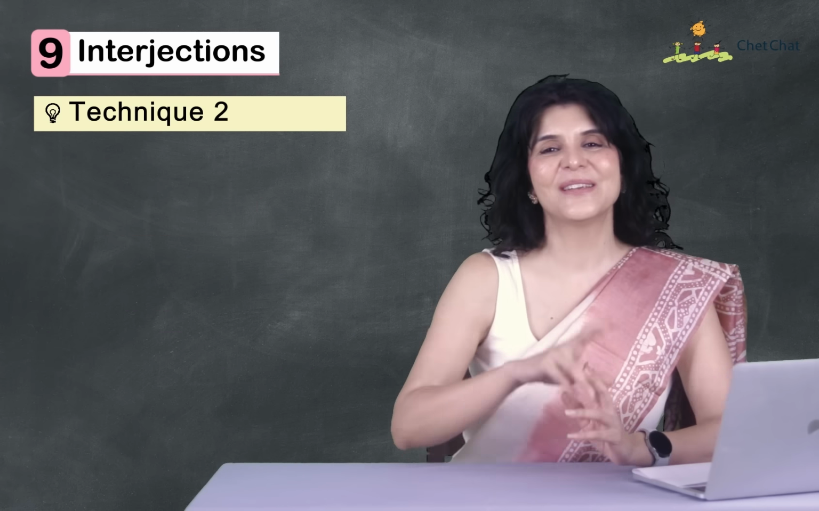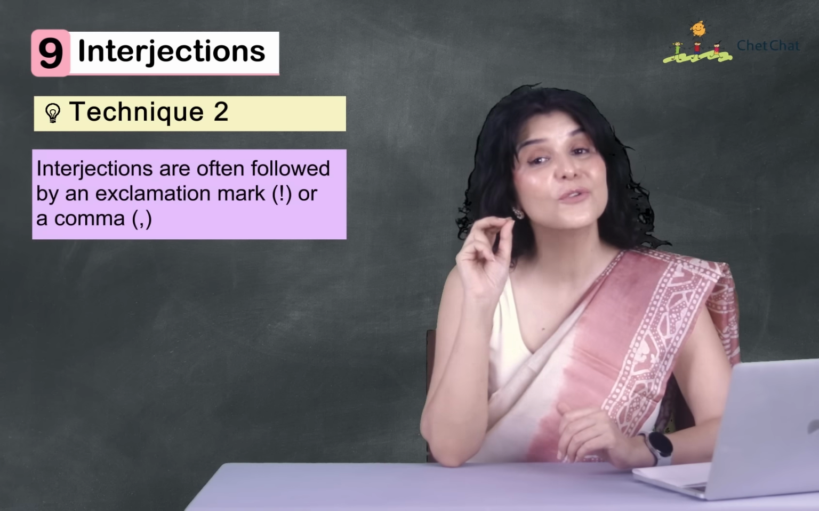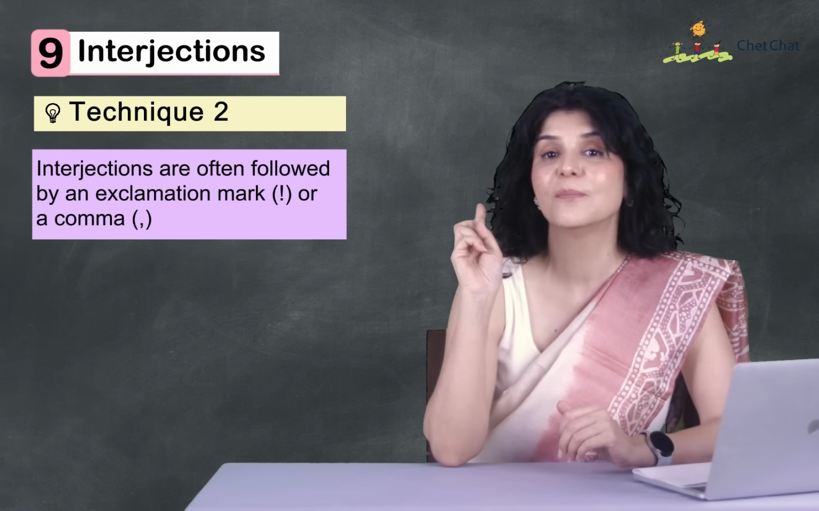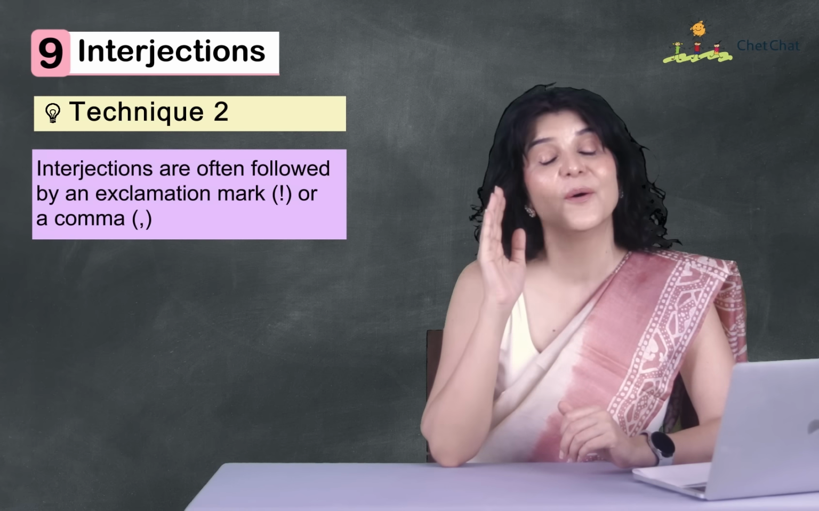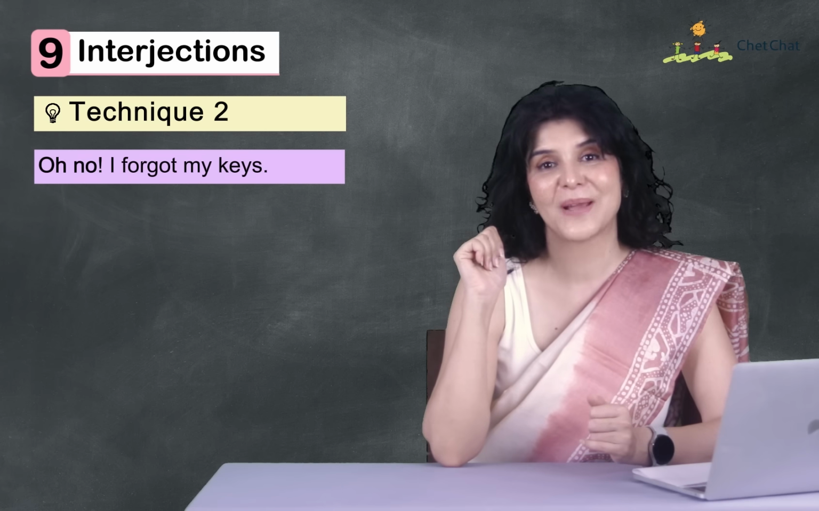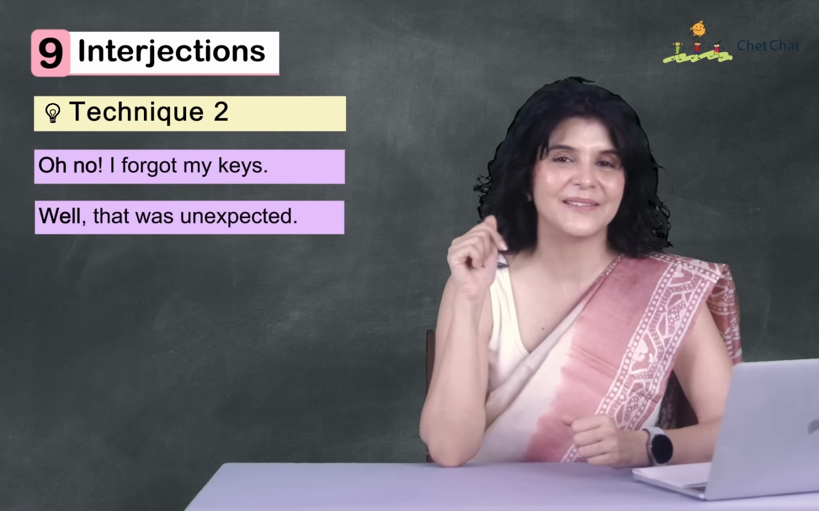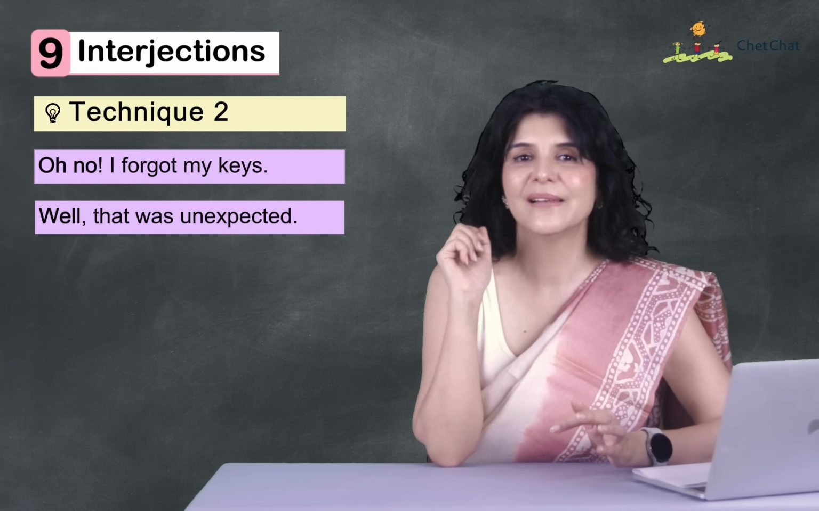Technique number 2 is an easy one. Check for the punctuation. Interjections are usually, not always, followed by an exclamation mark or a comma. Examples: oh no, I forgot my keys. Well, that was unexpected. You can have a comma when there's a milder reaction.